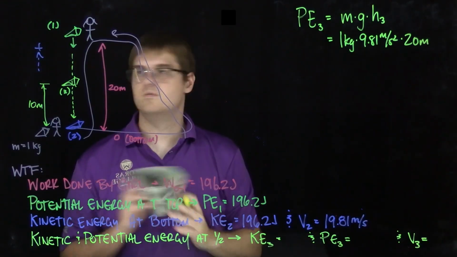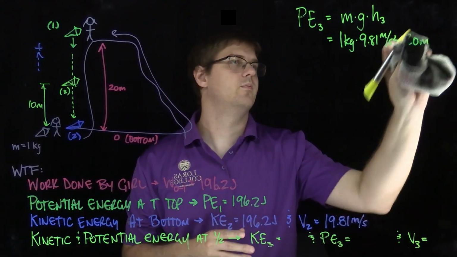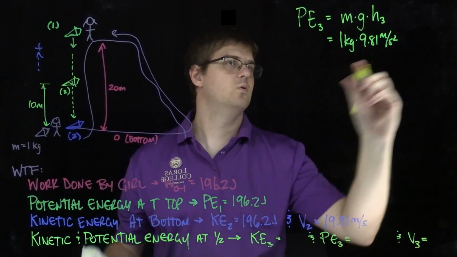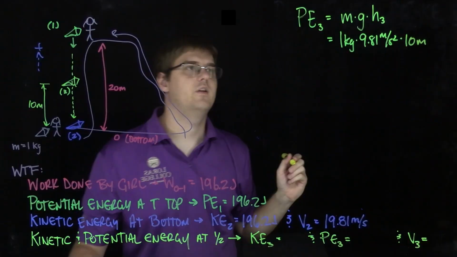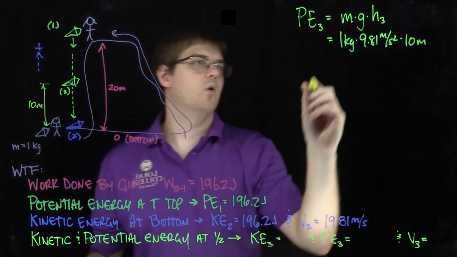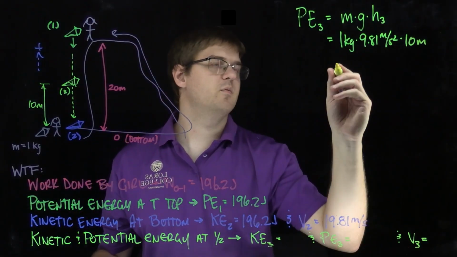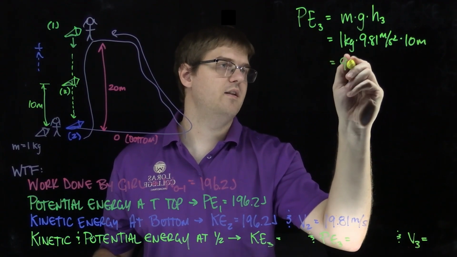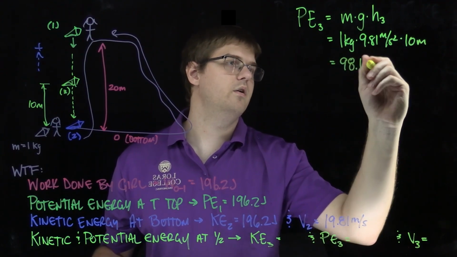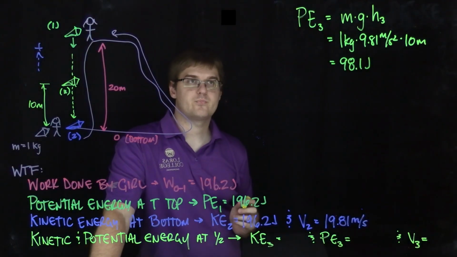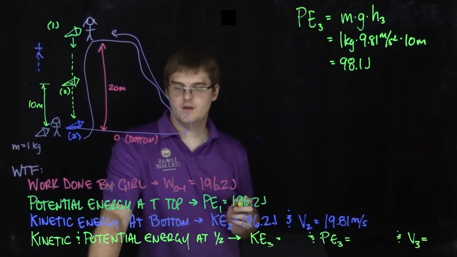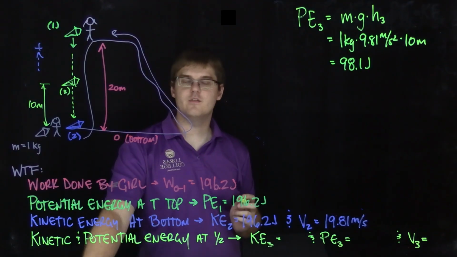Whoops, not 20 meters. Halfway up, 10 meters. Saved myself having to make a video annotation on that one. So 1 times 9.81 times 10 is going to be 98.1 joules. Okay? Now I can choose any of my other numbers.